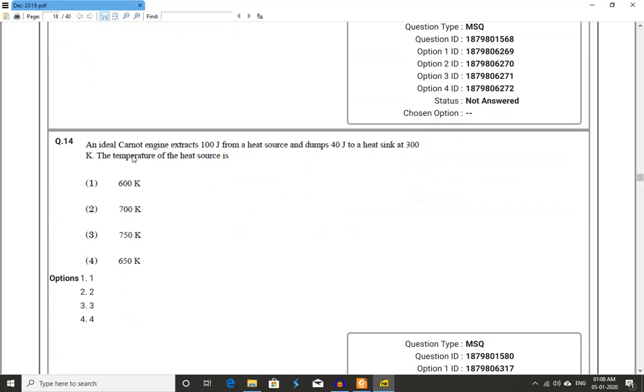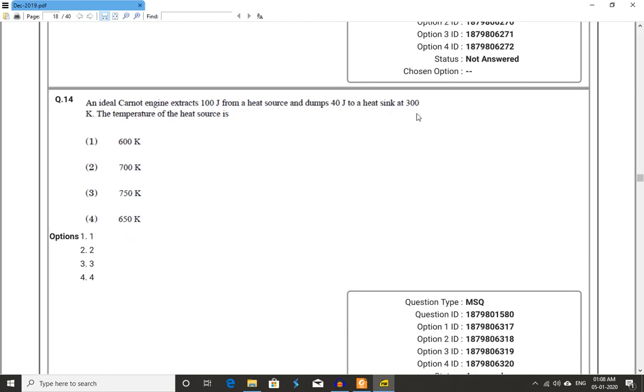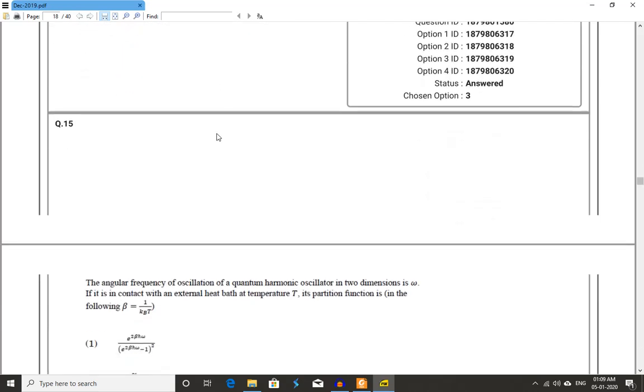This is very easy. Carnot engine taking heat and dumping heat, and the temperature of the source and sink is given, so heat source. That is very easy, free gift.